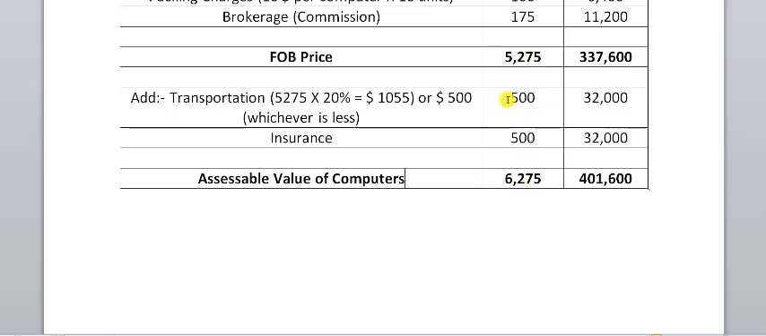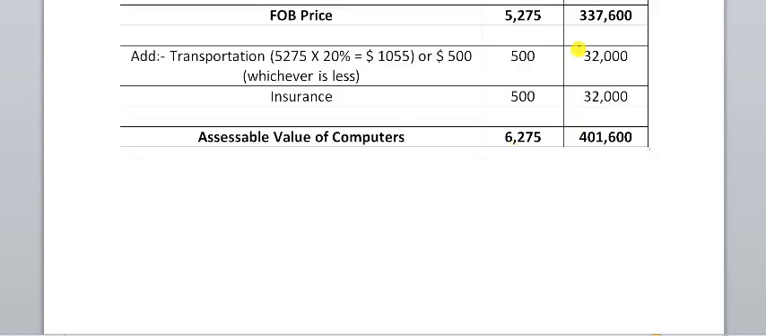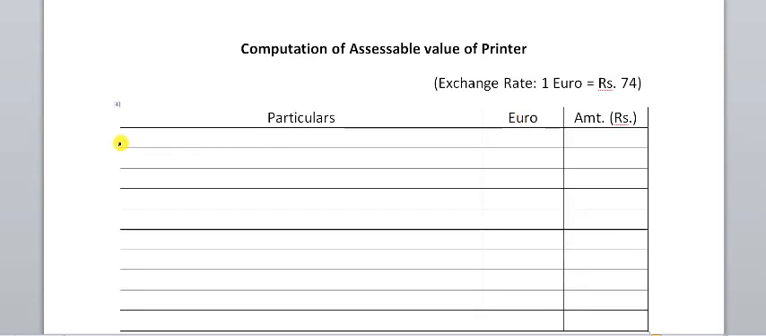Now at the end, you will have to find out the assessable value of computers, that is 5,275 plus 500 plus 500, 6,275, that is in US dollars, and 3,37,600 plus 32,000 plus 32,000, 4,01,600, that is in Indian national rupees. This assumes significance for us. The dollar column is not required. This column 4,01,600 is more than enough for us.